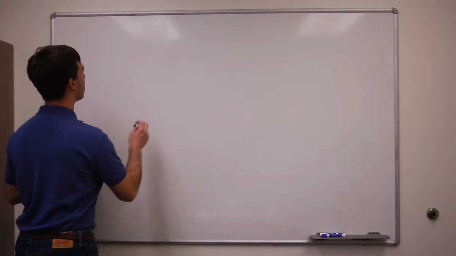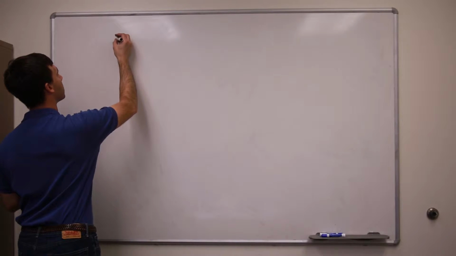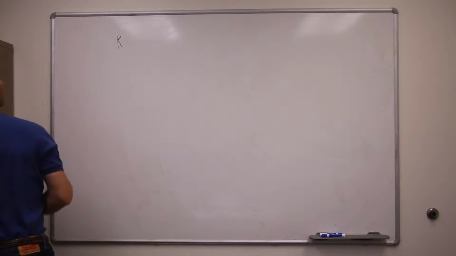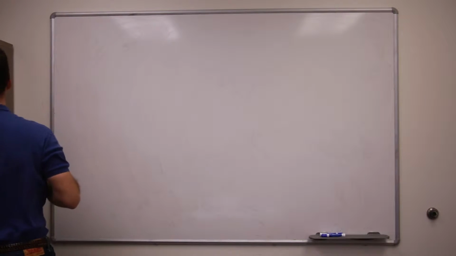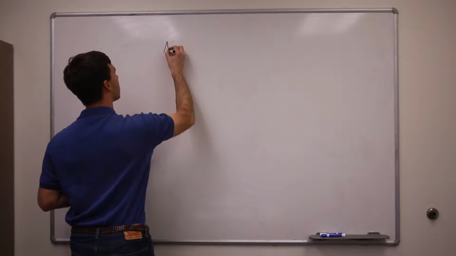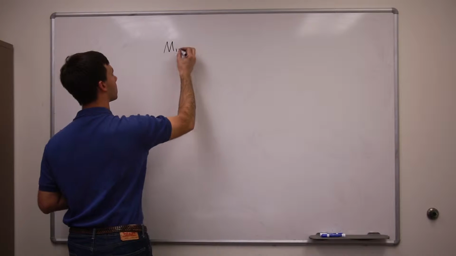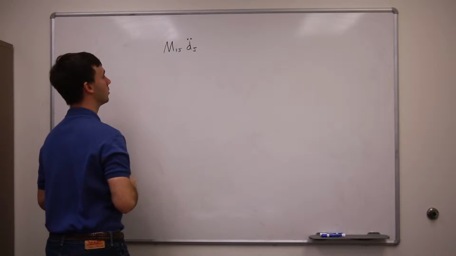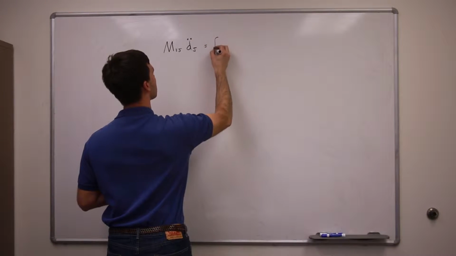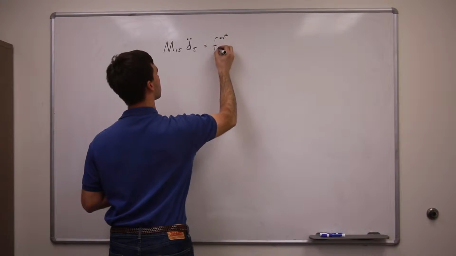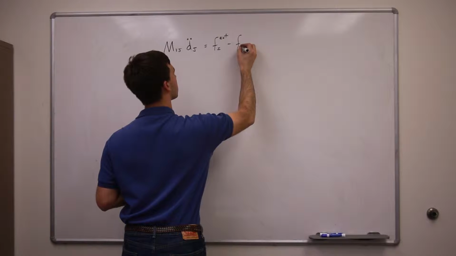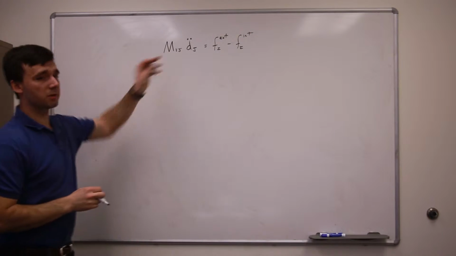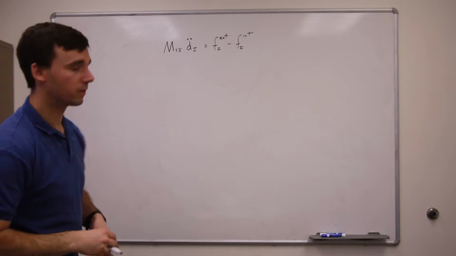Okay, so now we're going to look at the discrete equations that I had. So I have a mass matrix times the second derivative of my nodal degrees of freedom is equal to my external forces minus my internal forces. So how do I solve this? This is still a function of time. Computers don't do continuous functions very well.